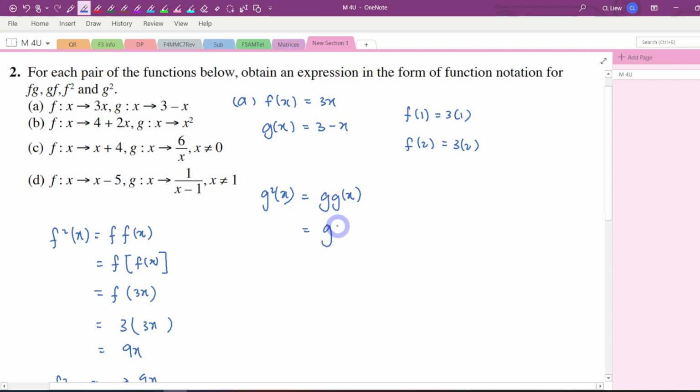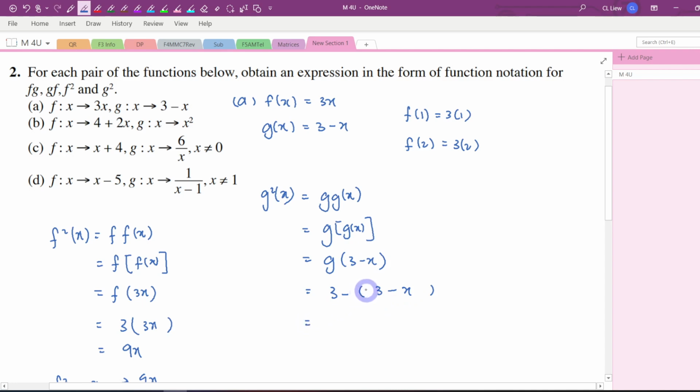Okay, so now let's focus on g of x. What is g of x? 3 minus x, right? So replace this one by 3 minus x, and then 3 minus x again. What am I going to fill in here? You see 3 minus x over here. Therefore, you need to write 3 minus x over here as well.